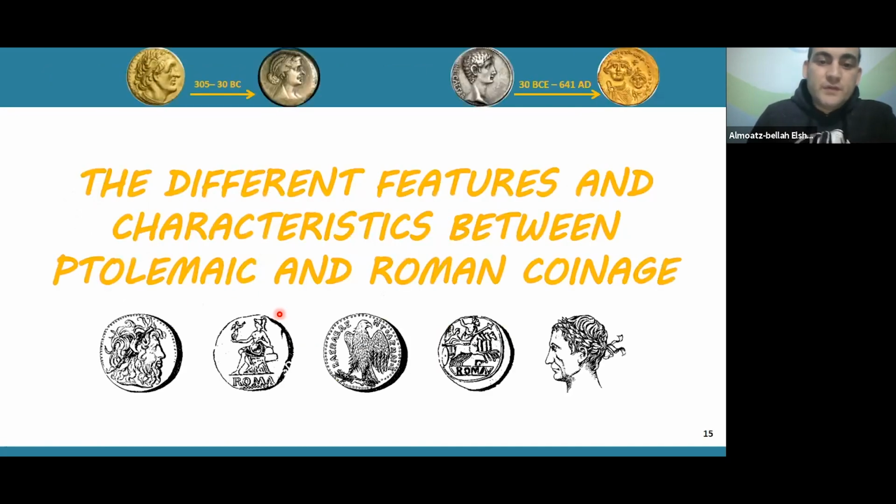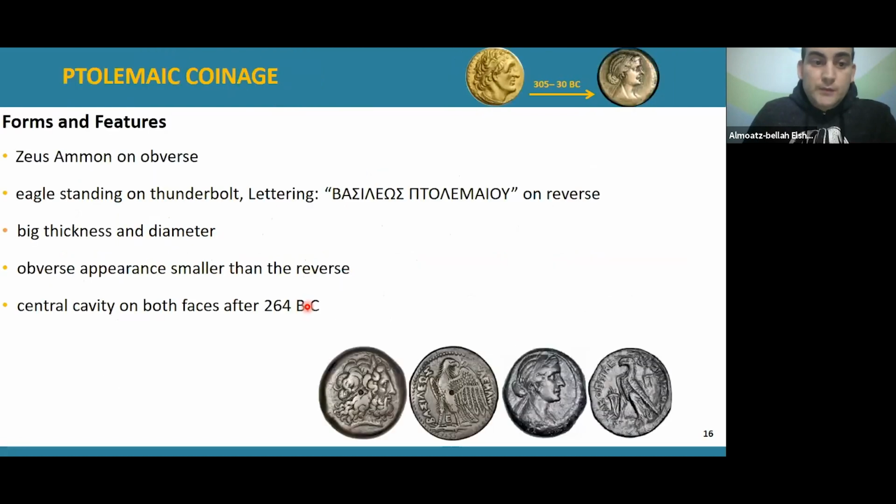The different features and characteristics between Ptolemaic and Roman coinage. The Ptolemaic kingdom was an ancient Hellenistic state based in Egypt. It was founded in 305 BC by Ptolemy I Soter, a companion of Alexander the Great, and lasted until the death of Cleopatra VII in 30 BC.